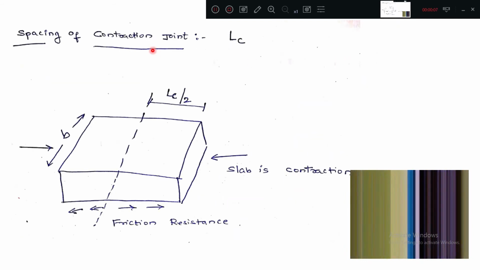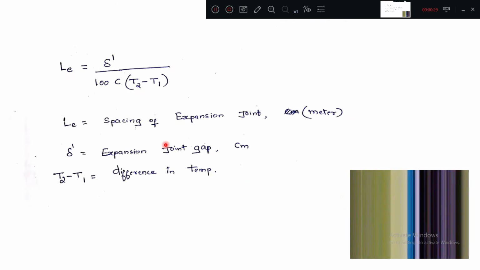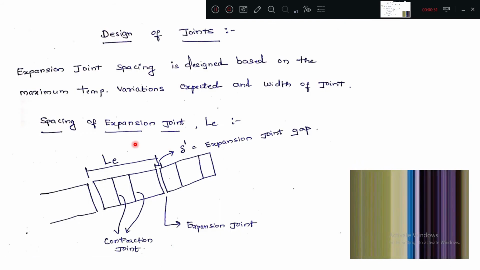Now, in this part, we are going to see how to calculate contraction joint spacing, LC. Understand, this is one contraction joint and here is another contraction joint. In between is an expansion joint. Somewhere an expansion joint will come here, somewhere an expansion joint will come here. These are the two smaller lines that we have seen here. These things we call a contraction joint.